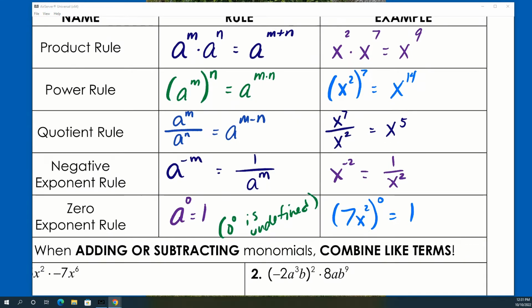Okay, so we're going to use all those rules to do a few examples. Well, actually, we're going to do a lot of examples. We're going to do 8 examples or 9.